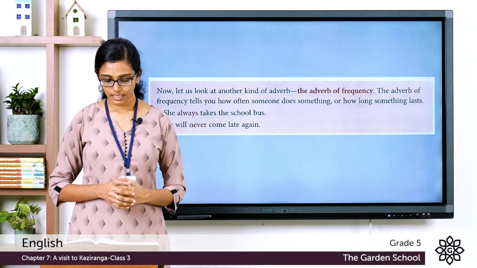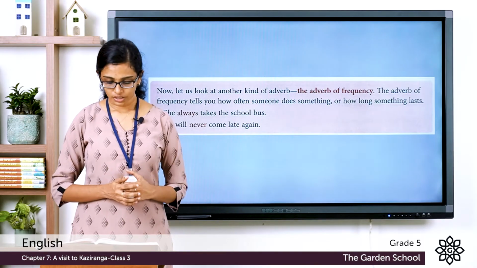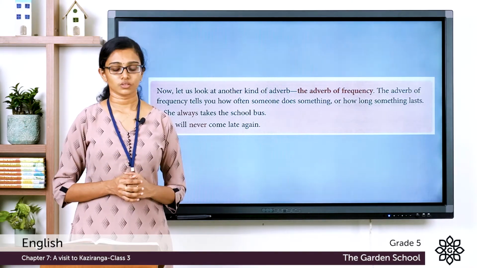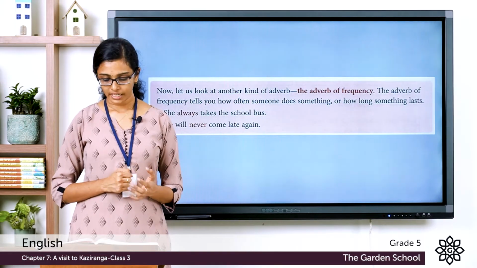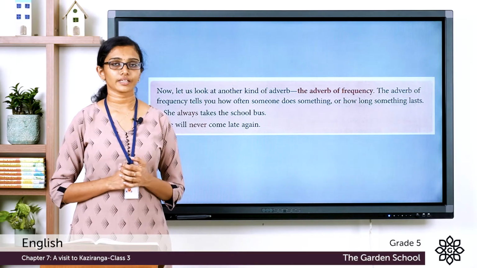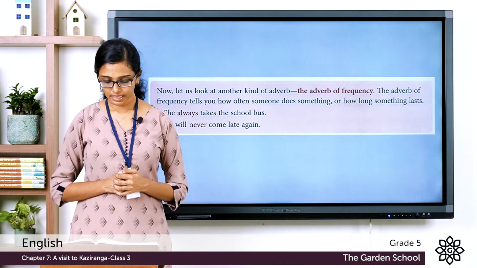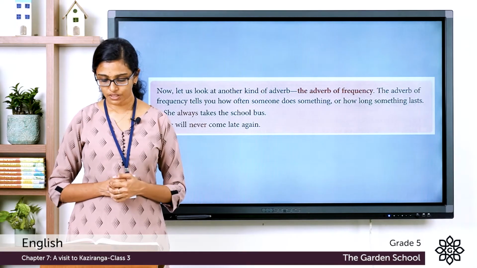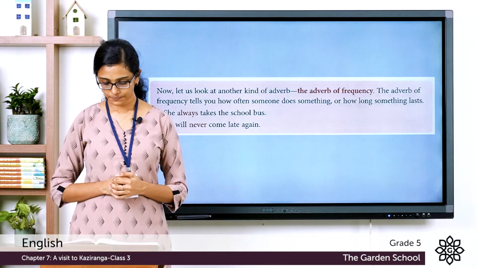She always takes the school bus. So, it shows how often she takes the school bus. So, the word always is an adverb of frequency. He will never come late again. Here the word never is an example of adverb of frequency. Below you can see an exercise. Fill in the blanks with suitable adverbs of frequency given in the box.